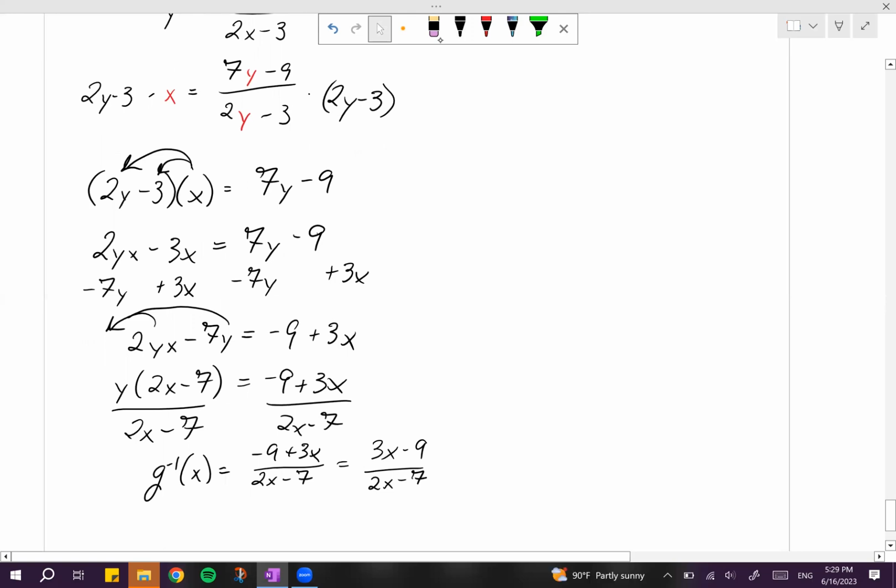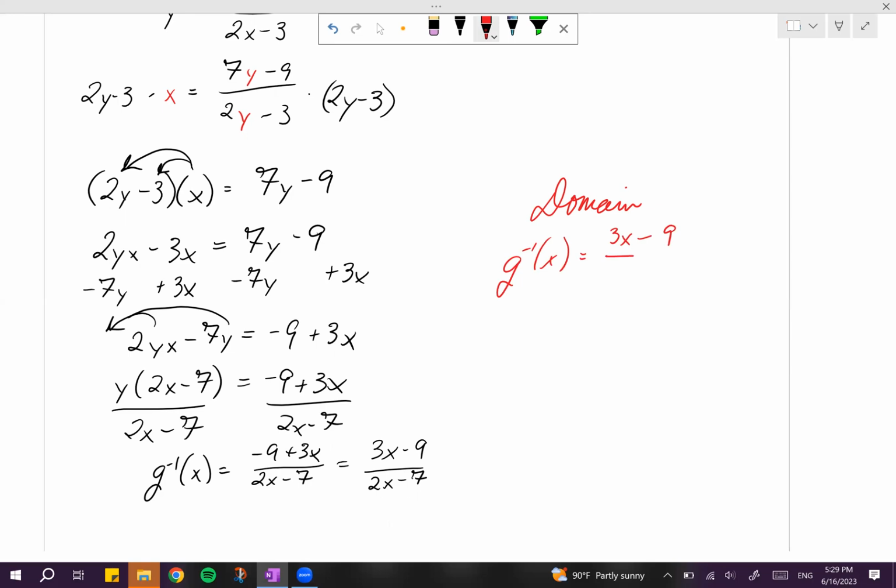All right. And we need to find the domain and the range of this. So the domain is going to be wherever this denominator is not equal to 0. So 2x minus 7. Okay. I'm going to do this in a different color off to the side. Okay. Domain. We have g inverse of x is equal to 3x minus 9 over 2x minus 7. All right. The domain of this function is everywhere where this denominator is not equal to 0. So everywhere where 2x minus 7 is not equal to 0.